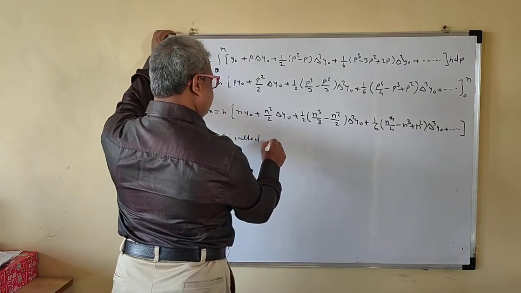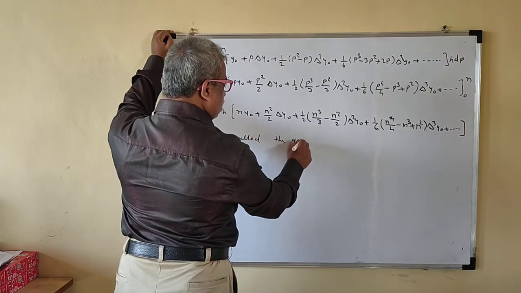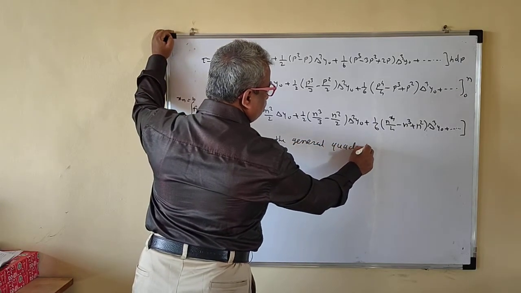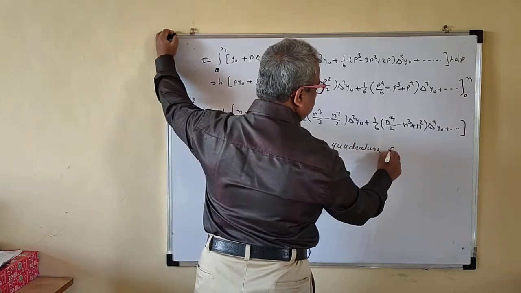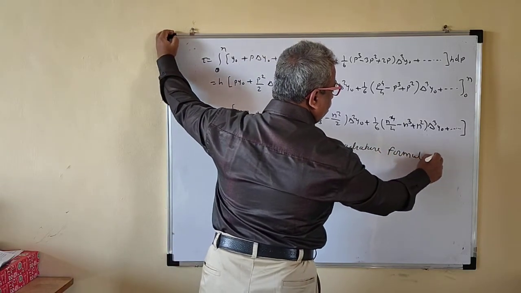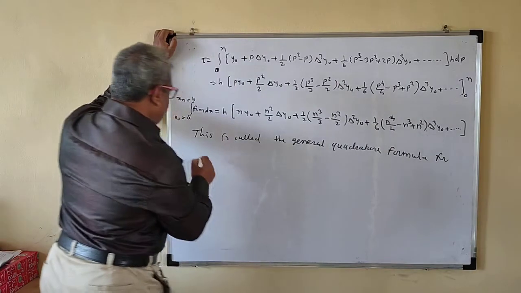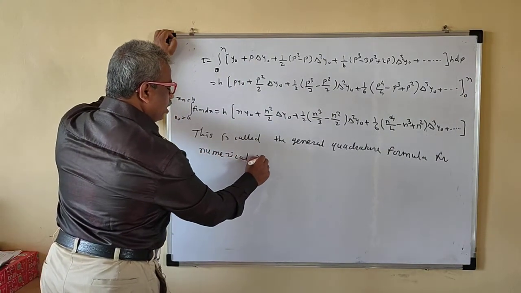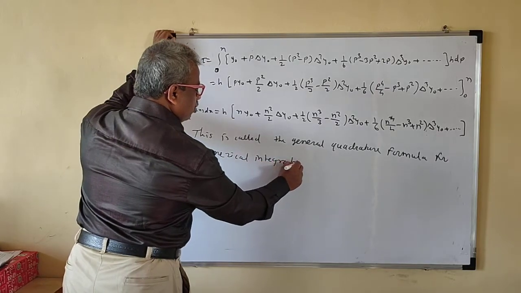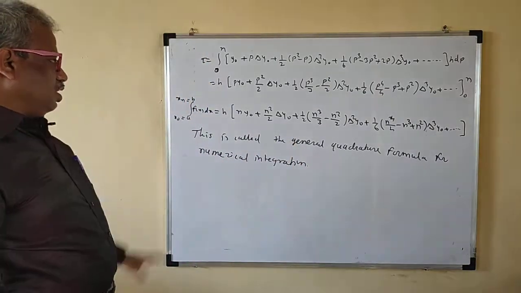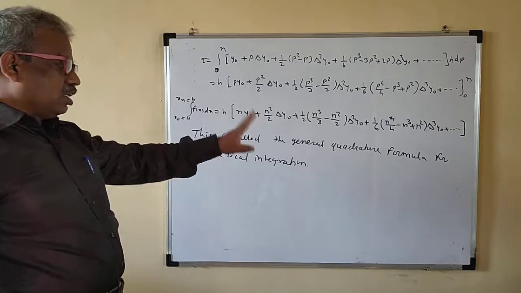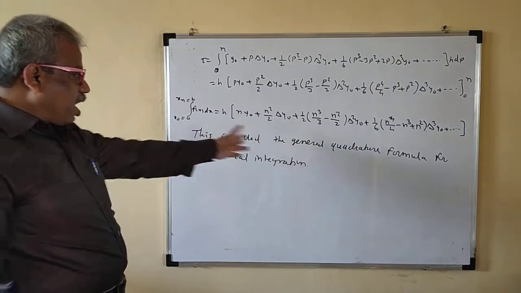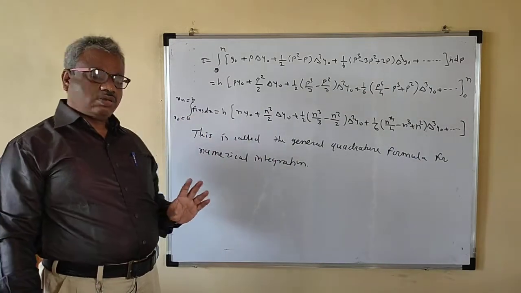This is called the general quadrature formula for numerical integration. So this is the formula for the general quadrature formula. We have derived the general quadrature formula here.